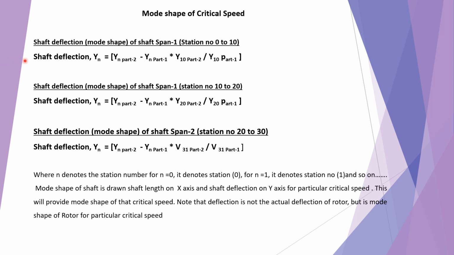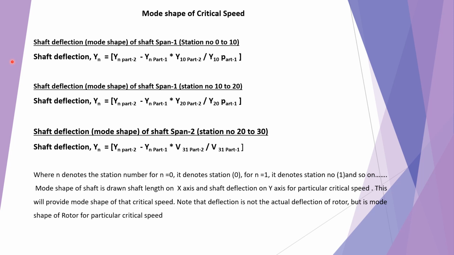Now the mode shape for critical speeds. So shaft deflection for shaft section, that is span 1, station number 0 to 10, we can write shaft deflection yn is equal to yn part 2 minus yn part 1 into y10 part 2 upon y10 part 1. This is for only station number 0 to 10.